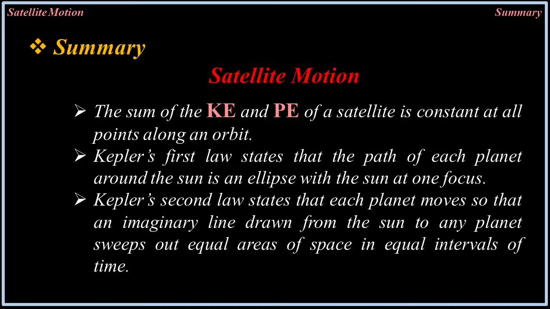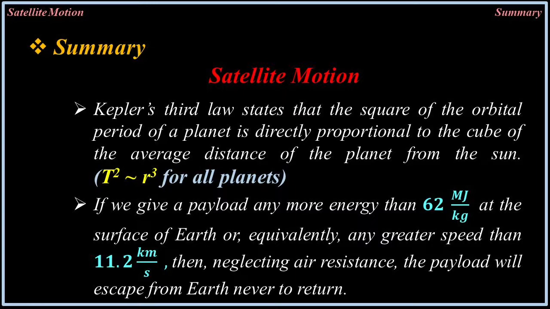Kepler's first law states that the path of each planet around the Sun is an ellipse with the Sun at one focus. Kepler's second law states that each planet moves so that an imaginary line drawn from the Sun to any planet sweeps out equal areas of space in equal intervals of time. Kepler's third law states that the square of the orbital period of a planet is directly proportional to the cube of the average distance of the planet from the Sun. T squared is proportional to r cubed for all planets.